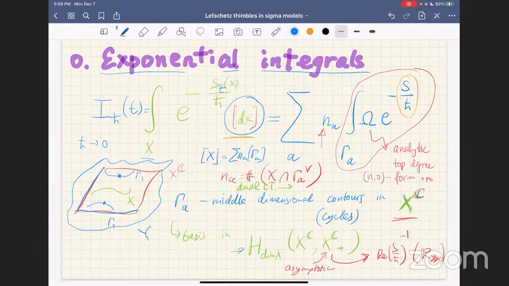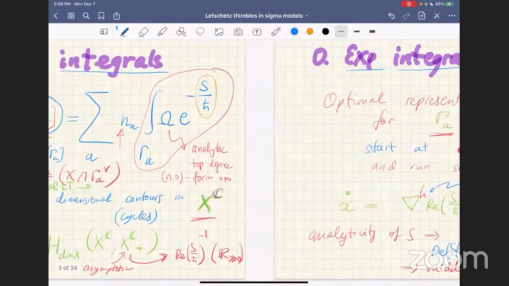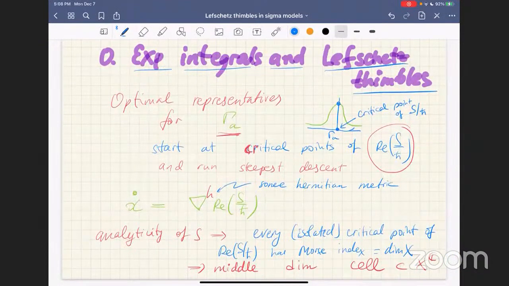And in fact, it's also a classic subject. So one method of producing the cycles is to follow the steepest descent method. So where you start at the critical point of the function S extended to this complexification XC, choose some Hermitian metric on this ambient space, and run the gradient flow of the function real part of S divided by H bar.